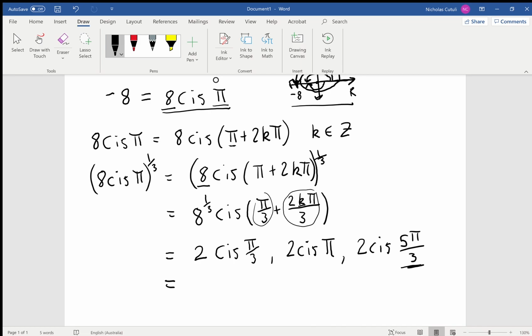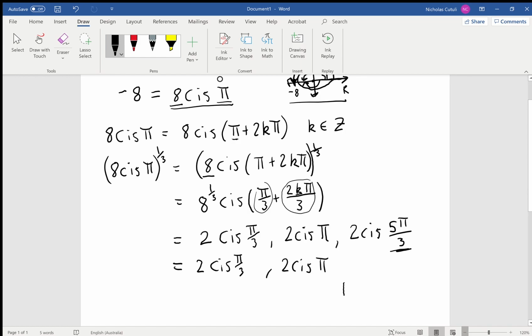Now, we also know that when we're doing this, we must write the argument so that it's between pi and negative pi. Now, if I've got 5 pi on 3, that's larger than pi. So I need to fix that up and write it so that it's in between pi and negative pi. So I'll leave these solutions as they are, 2 cis pi on 3. This one's going to be 2 cis pi.